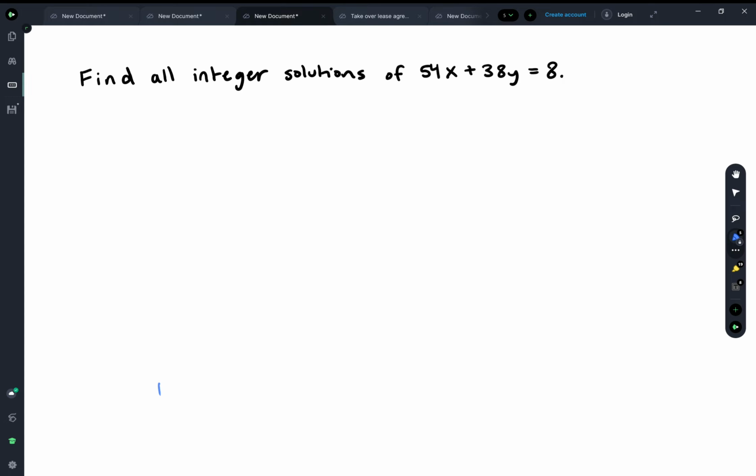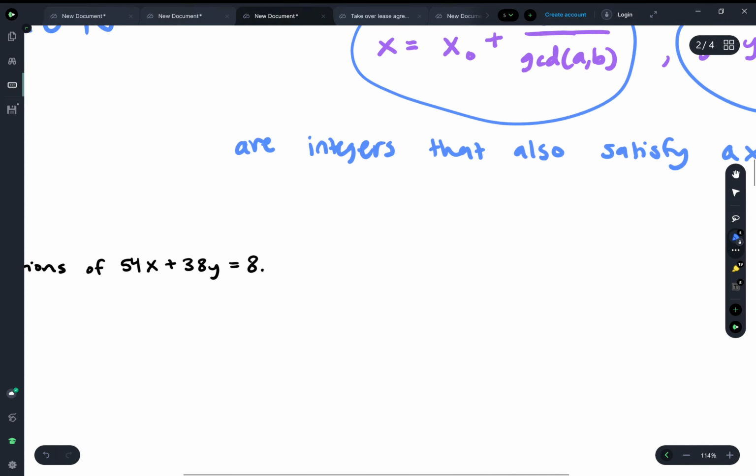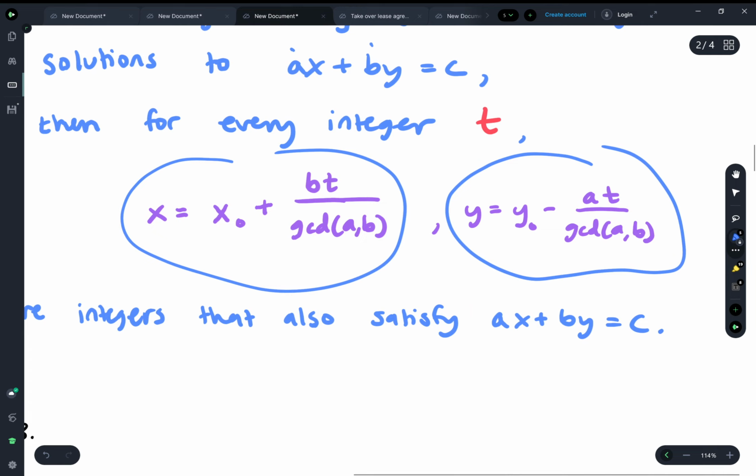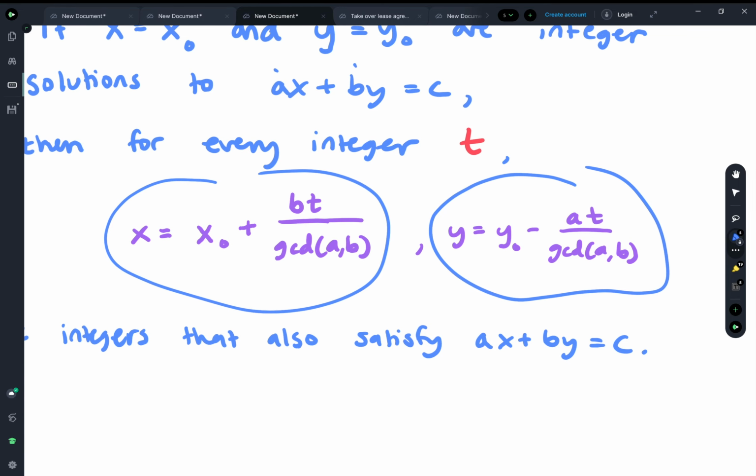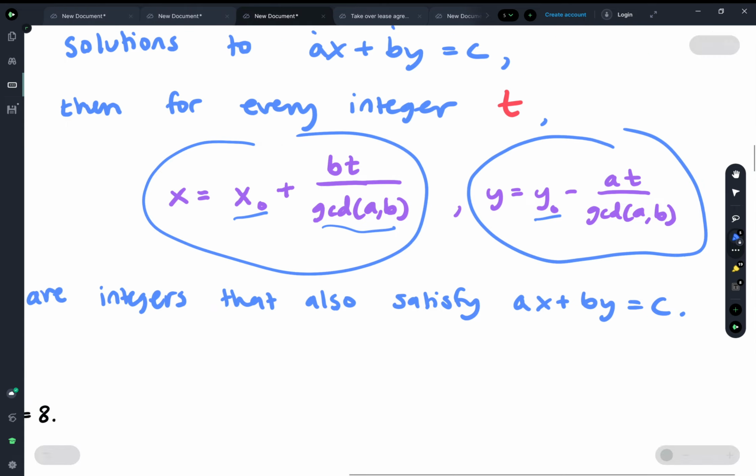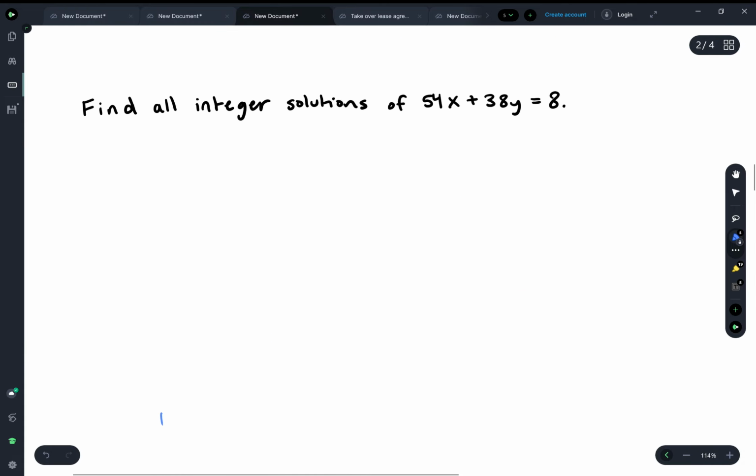So to start looking at this, we need a few things. We need x naught and we need y naught, but that seems a little vague to find right now. We also see that we need the GCD of a and b, and that is something we can do with the given information. So let's solve for the GCD.